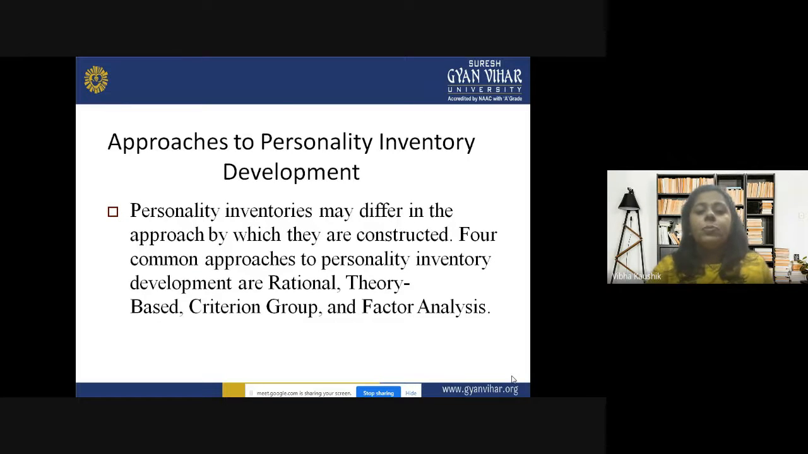Now, approaches to personality inventory development. Personality inventories may differ in the approach by which they are constructed. Means they differ in the approach by which they are constructed. Means what is the purpose of constructing that particular inventory. Four common approaches to personality inventory development are rational, theory based, criterion group, and factor analysis.